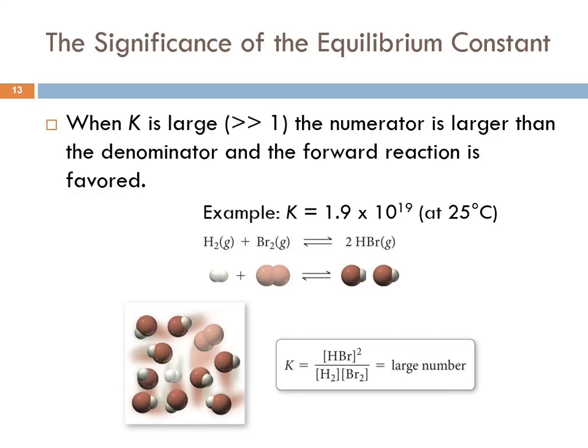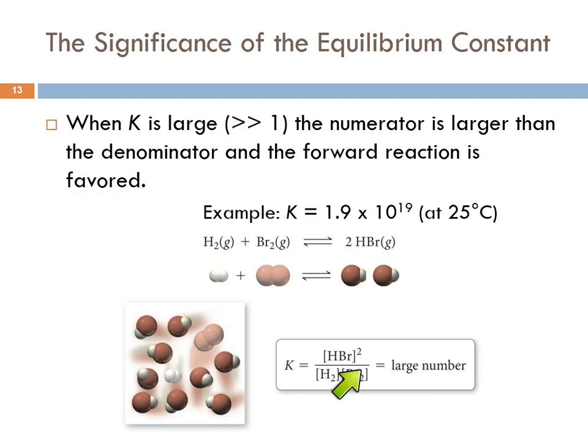So I mentioned this at the beginning, but let's talk a little bit more about the significance of the equilibrium constant. When K is large, and by large we mean much larger than 1, okay? Here's an example, K being 1.9 times 10 to the 19th power. That's a big number, right? 19 zeros, really big number. Here's the equilibrium expression for this. If K is equal to a large number, what does that tell us about the relative concentrations of products and reactants? The products must be high and the reactants must be low, right?